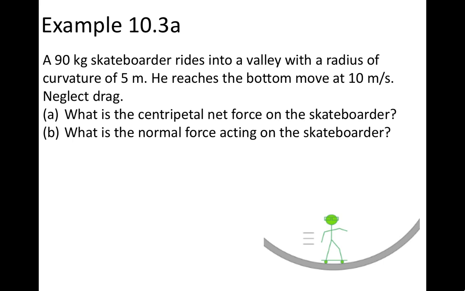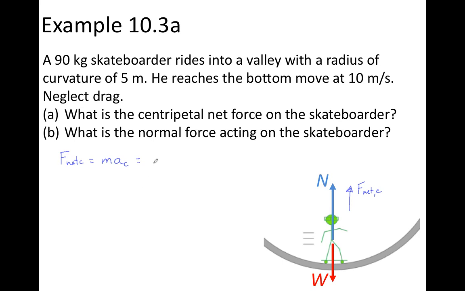We're to neglect drag, and we want to find the net centripetal force and the normal force acting on the skater. So the skater will have his weight force acting down. There will be a normal force acting up, and it's important to note that the centripetal direction towards the center of the circle is going to be up, and therefore the net centripetal force is also up. Now that net centripetal force must equal the skater's mass times the centripetal acceleration that the skater experiences.